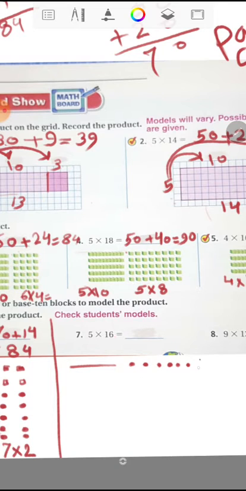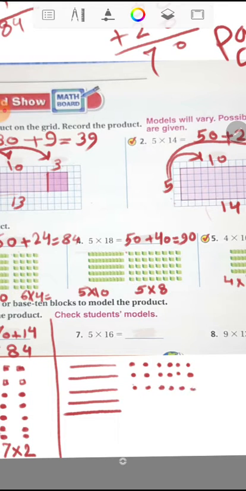And I will repeat this model 5 times. So let's repeat it. I will repeat the long first. 1, 2, 3, 4, 5. And then I will repeat the small cube. Let's count to find the answer. Here I have 1, 2, 3, 4, 5. 5 tens, that means 5 multiplied 10 equals what? 50.